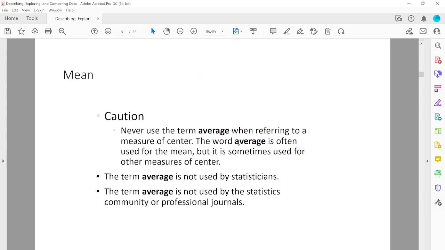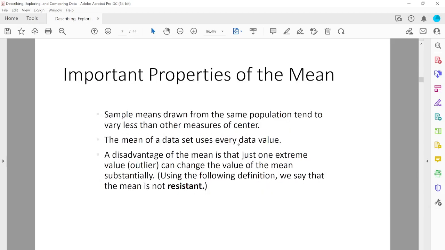Okay, we often use average for mean, but that's not the word we prefer to use, because the term average is not used by the statistician. This average doesn't always mean mean. It could be something else like median, or mode, or mid range. So you have to be mindful that average does not always stand for mean for us.